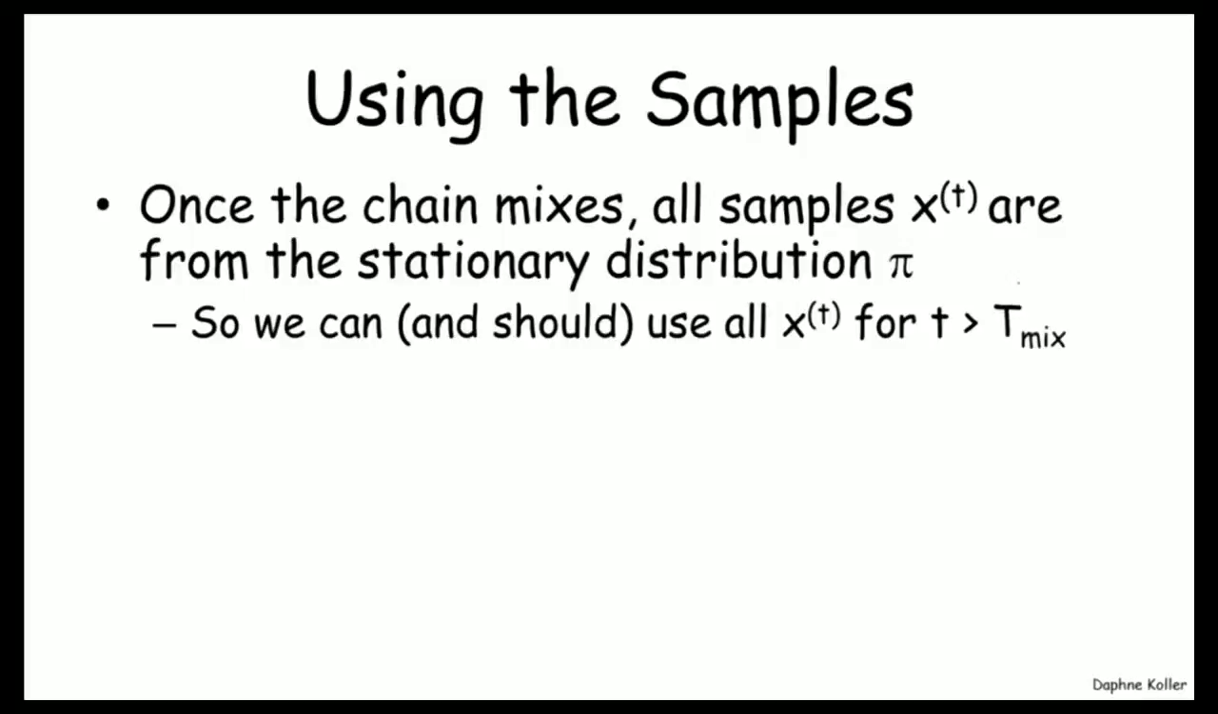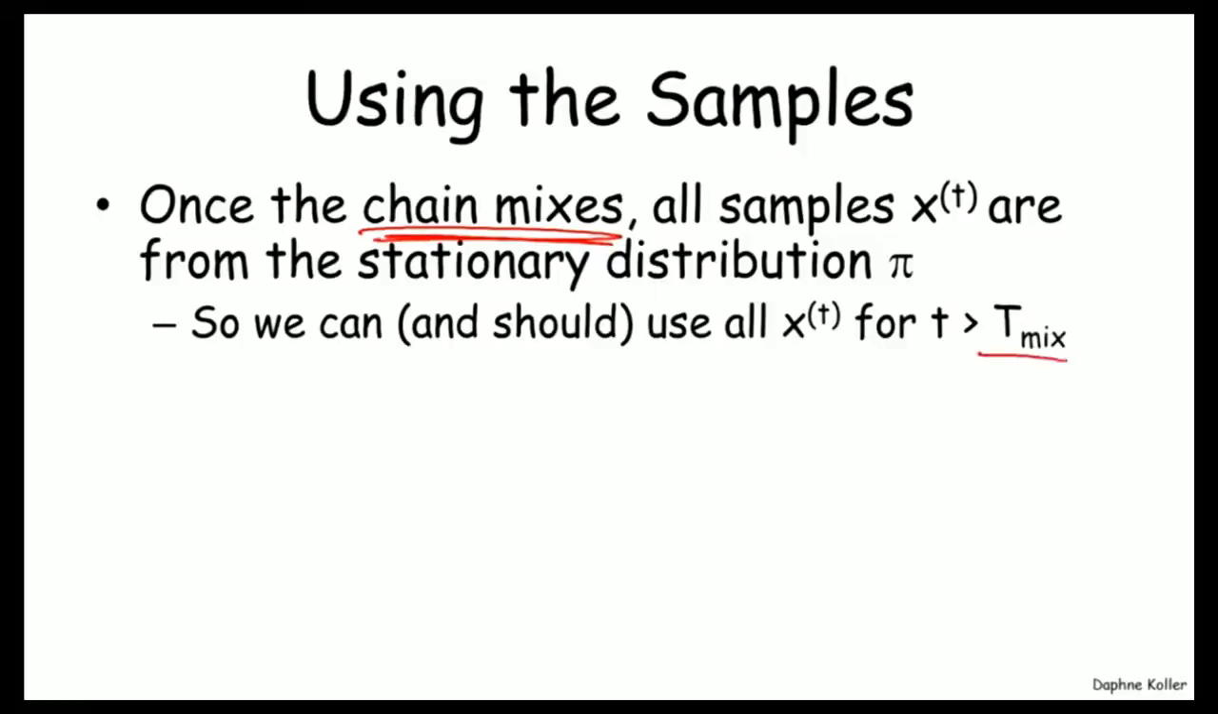So now that I've started collecting samples, how do I use these samples? Well, one important observation to keep in mind is that once the chain is mixed, all of my samples are from a stationary distribution. That is, if xt is from pi, so is xt plus 1, t plus 2, t plus 3, and so on and so forth. And so we can use every single one of those samples because they are all from the correct distribution.